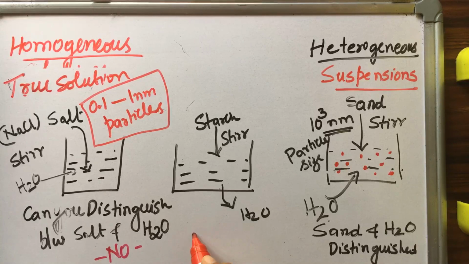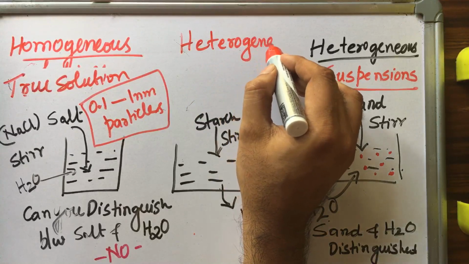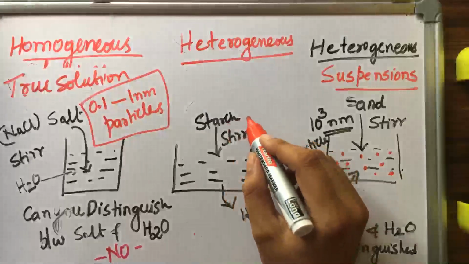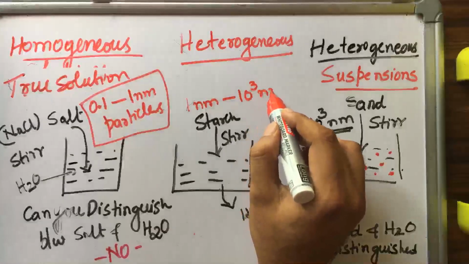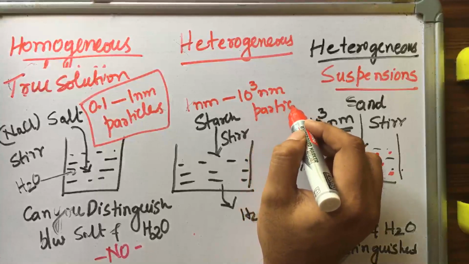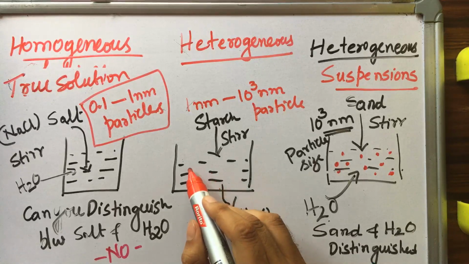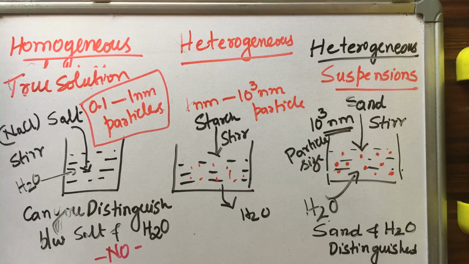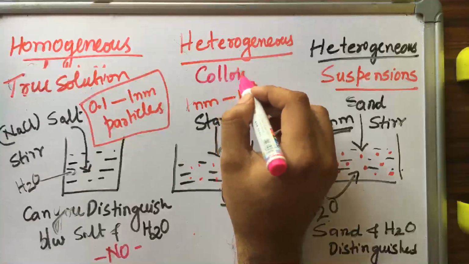So we call this heterogeneous itself. But the particle size would range from 1 nanometer to 10 to the power of 3 nanometers. So this is a starch solution in water. It looks like a milky solution, but this would not settle. We call this kind of solution, the last part of our chapter, colloids.